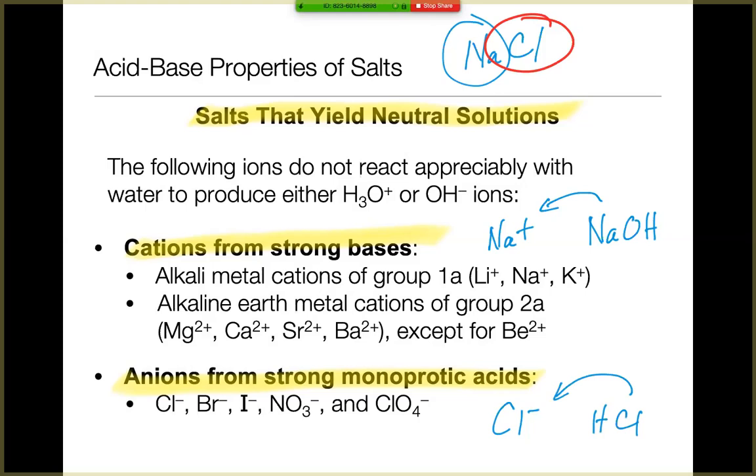So that's the take-home message right now. If you have a cation from a strong base, like sodium, potassium, lithium, etc., or an anion from a strong monoprotic acid, like chloride, bromide, iodide, nitrate, chlorate, these are going to yield neutral solutions.